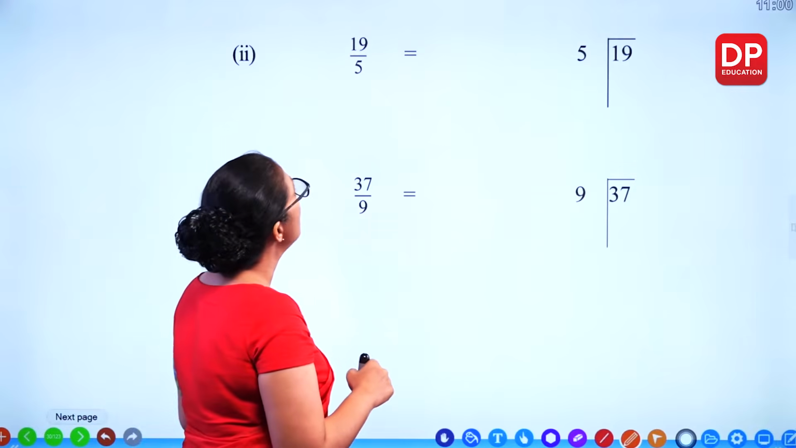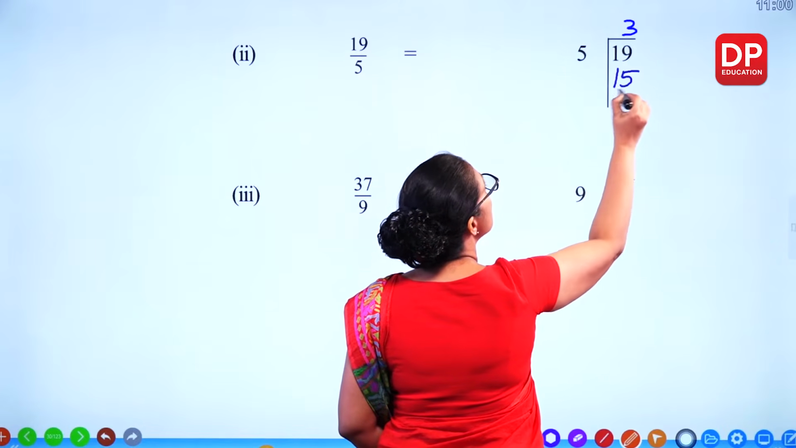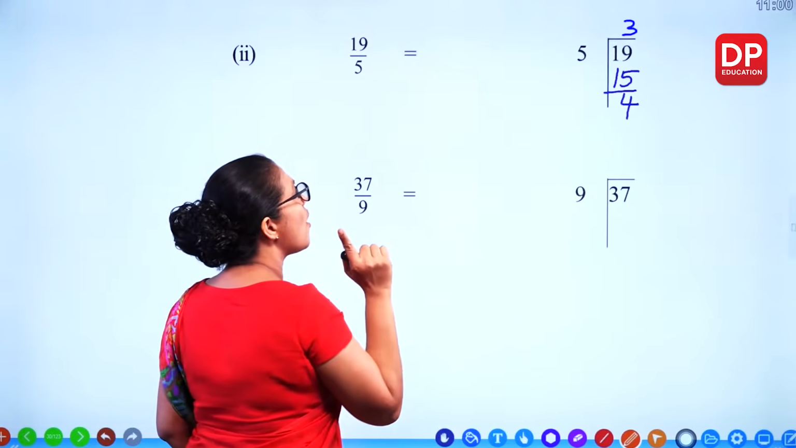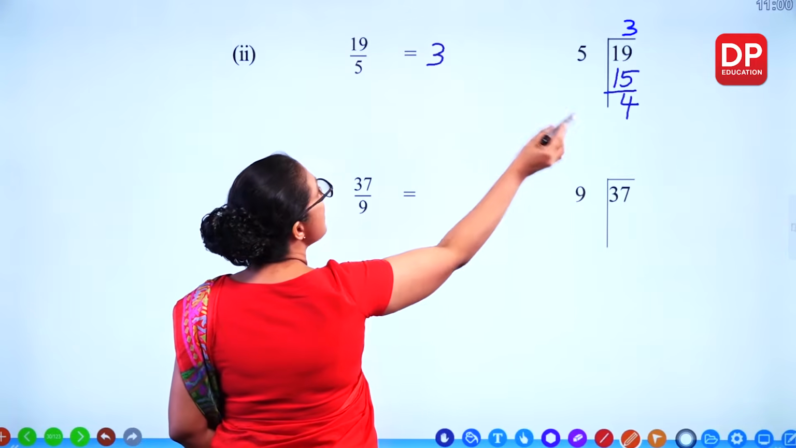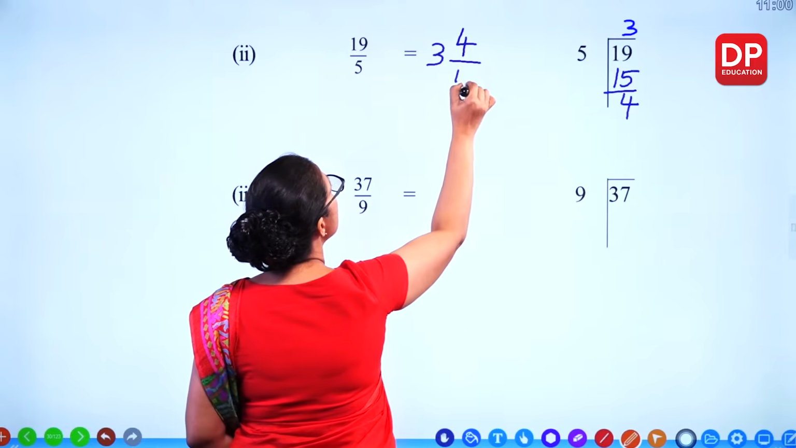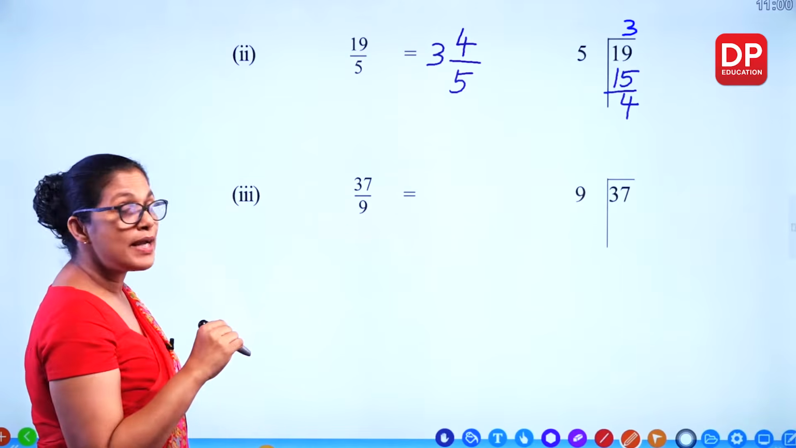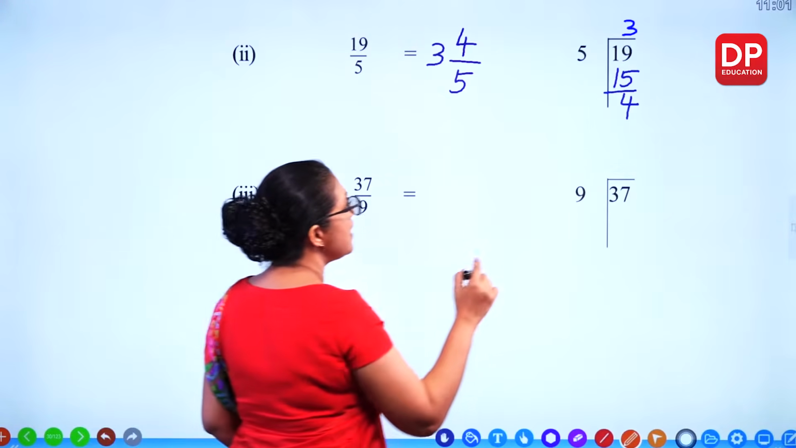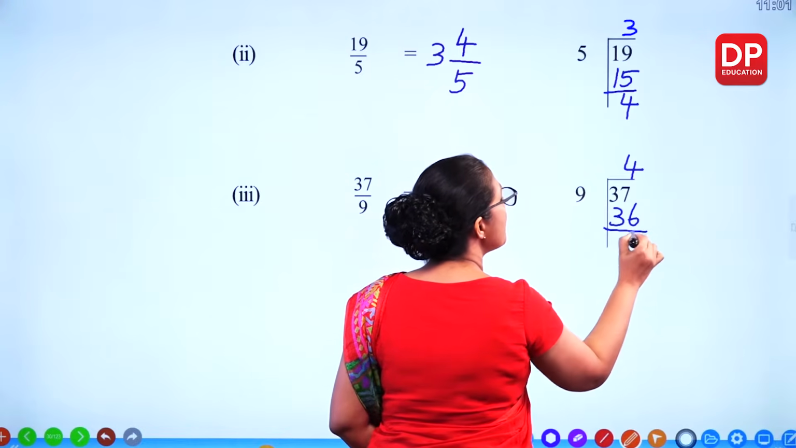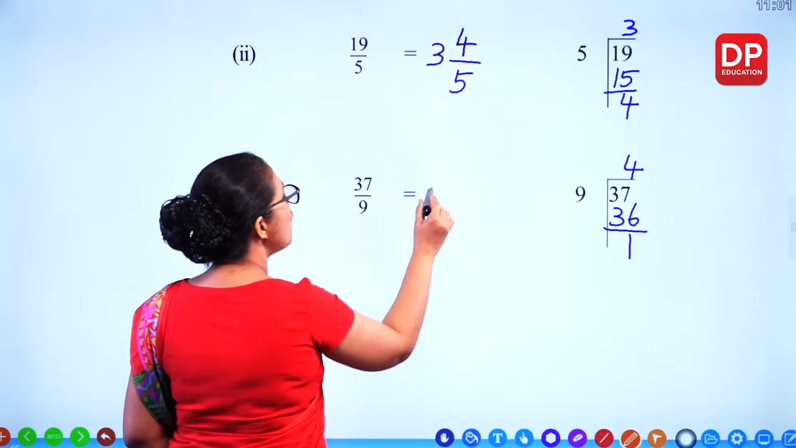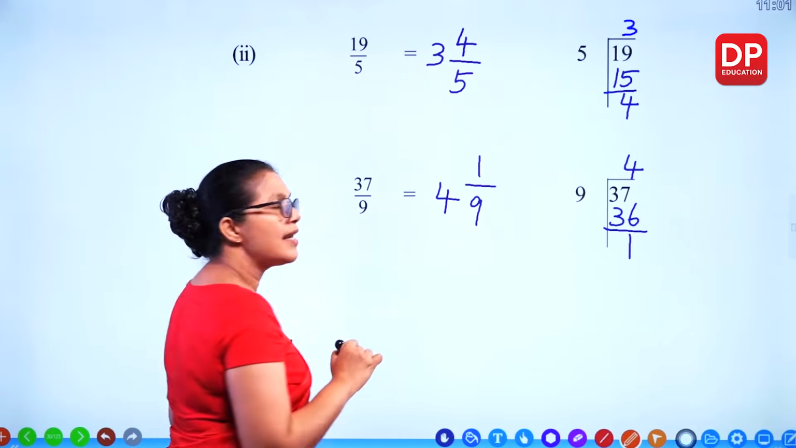19/5. Use long division. 5 times 3, 15. 4 remaining. So how can I write the mixed number? 3 whole parts and 4 parts remaining out of 5. 37/9. So divide by 9. 9 times 4, 36. 1 remaining. So 4 full parts are there. 1 remaining out of 9.